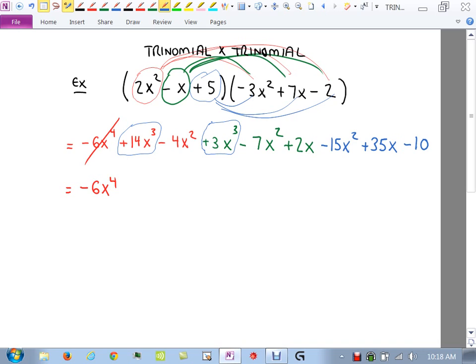So if I do 14 and I add 3, I get how many? 17 x cubed. So I've done those. I kind of cross them out as I go. X squared is negative 4x squared. I have another negative 7x squared, and then I have another negative 15x squared. Negative 4, take away 7. Negative 11, take away 15. Negative 26 x squared.